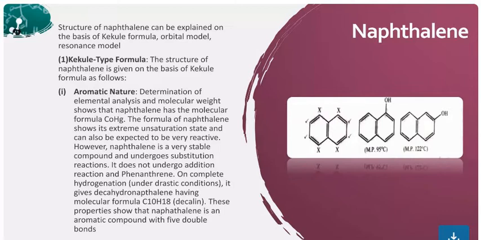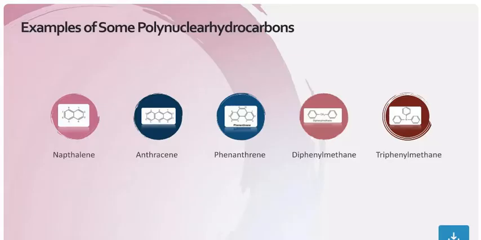This is a very important point and a very important topic if you are studying polynuclear hydrocarbons. Determination of elemental analysis and molecular weight shows the molecular formula of naphthalene. You see something is written wrong here. So, what is naphthalene? How many carbons are in naphthalene? If you go through it, you can see 10 carbons are there. In naphthalene, you can see 6 and 4, 10 carbons.